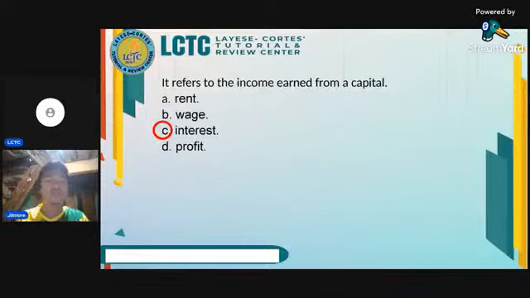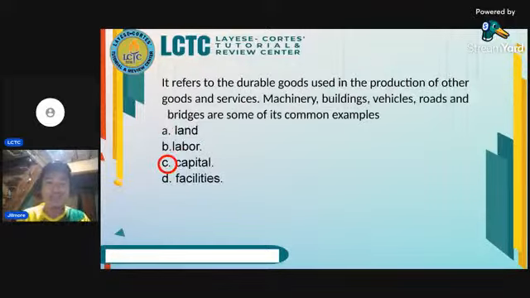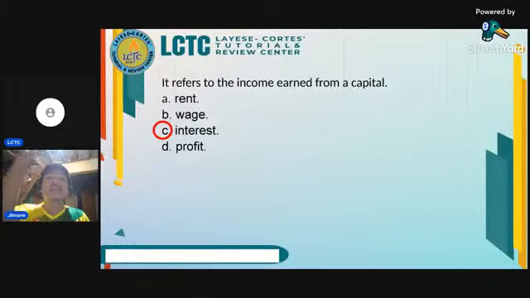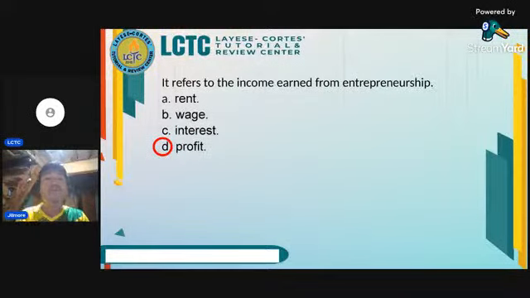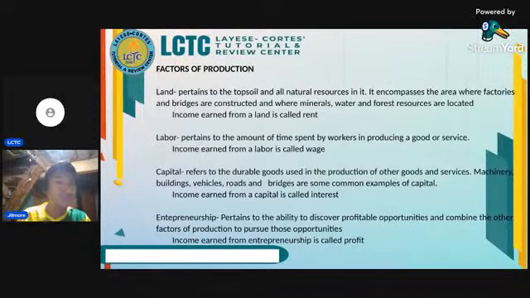Next. Refers to the income earned from a capital, called interest. Okay. Capital: machineries, buildings, vehicles, roads, and bridges. That's capital. It has something to do with the direct production of goods and services. But income earned from a capital, interest. Income earned from entrepreneurship, profit.